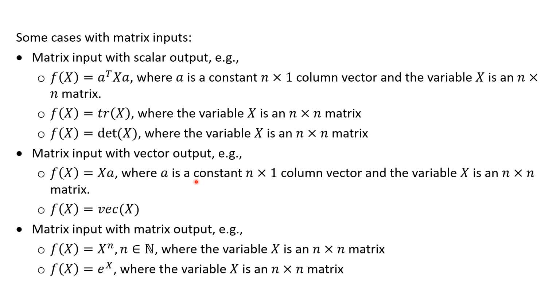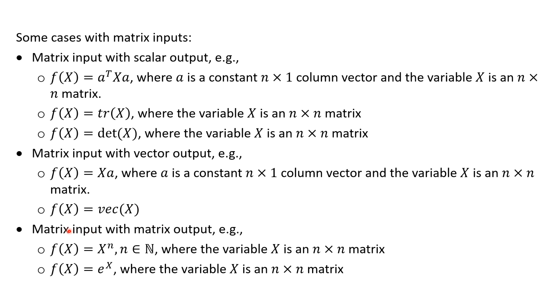Then we move up one level. You can have the matrix input and a vector output. So we have a matrix times a constant column vector. So that would give us a vector. And then if you recall from the series I did on matrices, the vec, where you vectorize a matrix by stacking its columns one above another in a long vertical column vector. This would be a vector, so you'd have matrix input, vector output.